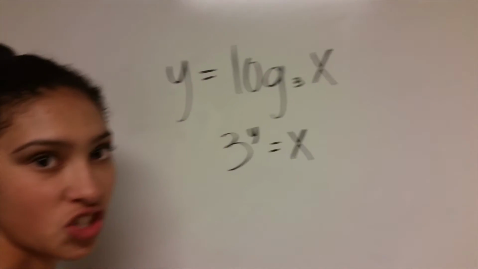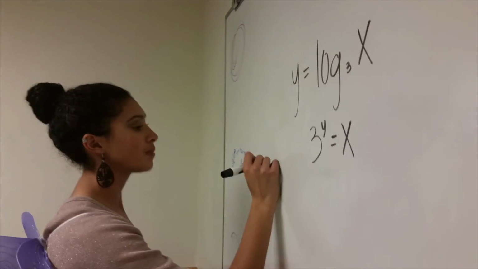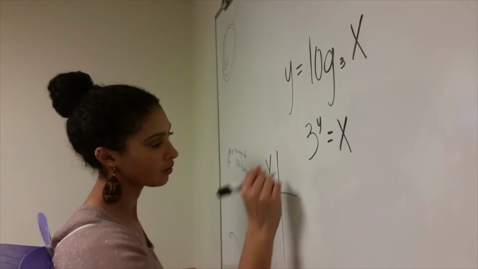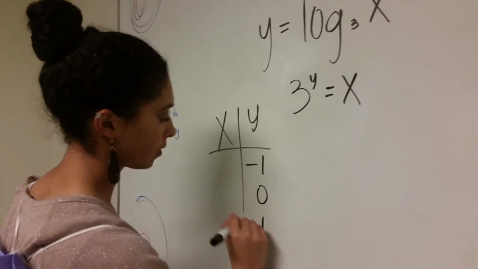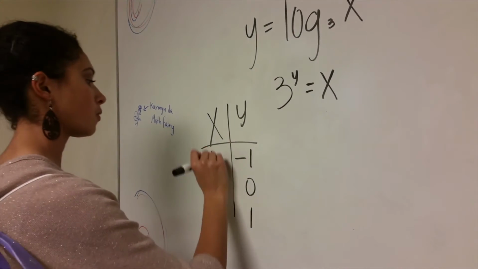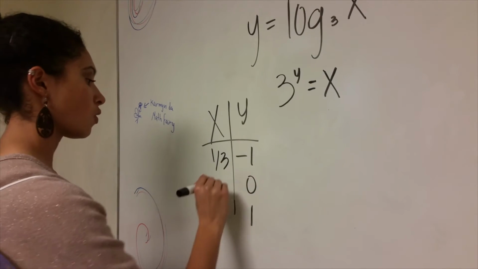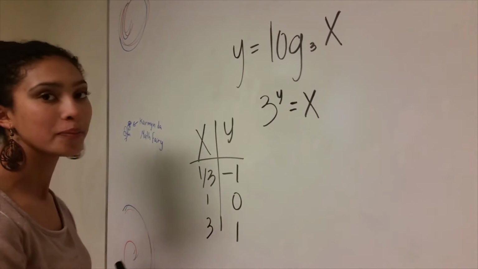Now you have to make a function table. I know how to do that. Just place the values of -1 to 1 in the y column. The y column is for input values. Okay, great. Now we have to make the x and y table. So it'd be -1, 0, 1. Now you plug these values into y. So it would be 1/3, 1, and 3. So now we're ready to put these on the graph.